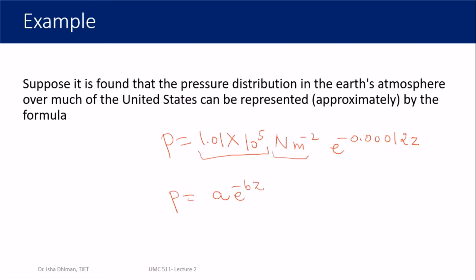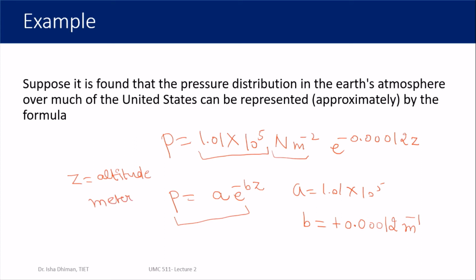So this is the correct way of understanding, where a is this and b is plus per meter. And because z here is given to me, z is altitude. Altitude means height, it is measured in meters. So this b has to have the dimension of per meter, because only then b into z will be dimensionless, because this side it is pressure. Pressure is Newton per meter square. So the dimension of a is also Newton per meter square, as I can see.